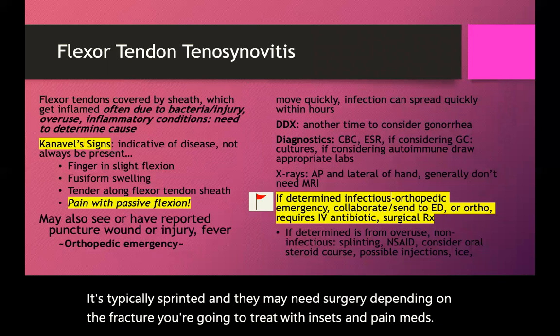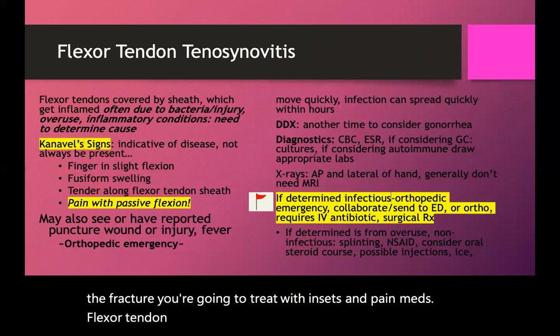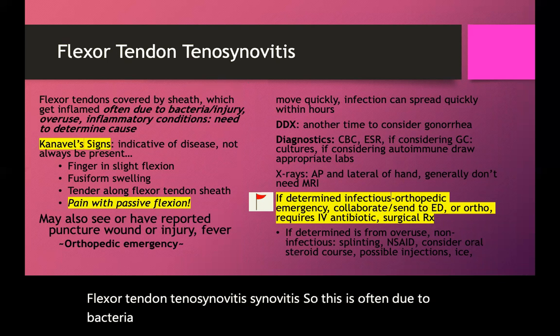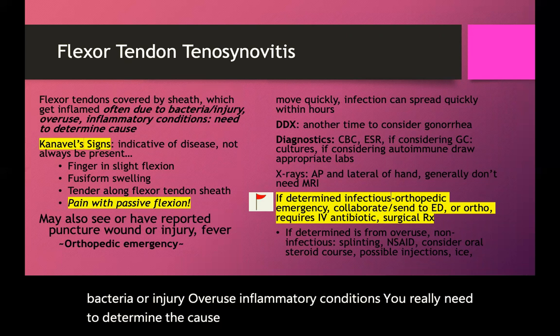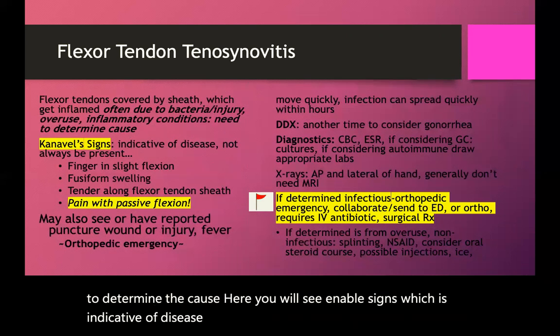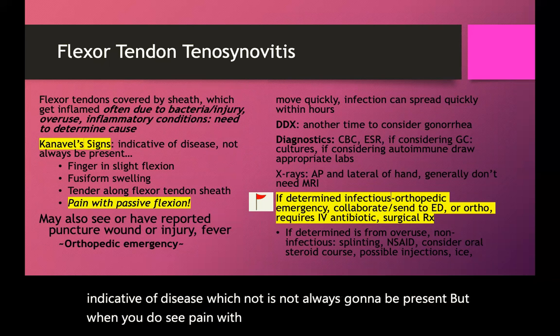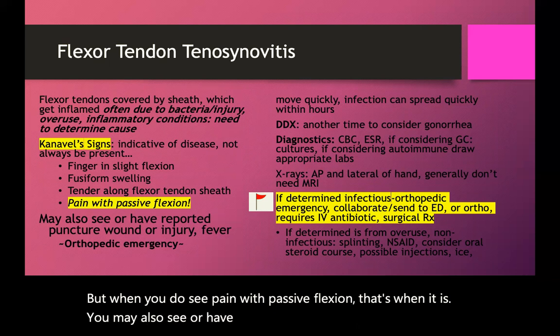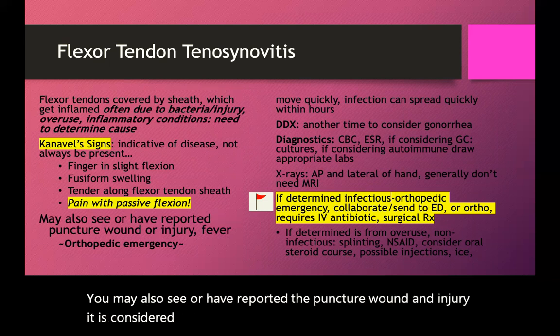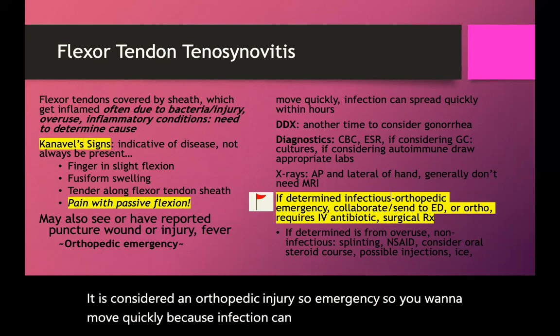Flexor tendon tenosynovitis. This is often due to bacteria or injury, overuse, or inflammatory conditions. You really need to determine the cause here. You will see Kanavel signs, which are indicative of disease, though not always present. But when you see pain with passive flexion, that's when you know it is. You may also have a reported puncture wound or injury. It is considered an orthopedic emergency, so you want to move quickly because infection can spread quickly.